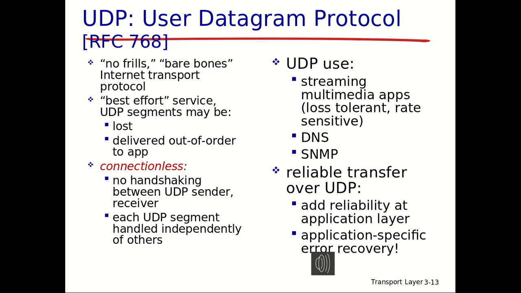Then you have reliable transfer over UDP. So the question that we discussed in the lecture was that if you are using UDP protocol and you need reliability, how can you accomplish reliability when you are using UDP protocol? Because by default, UDP is not going to offer any reliability. So under those circumstances, it becomes the job of the application itself to incorporate some kind of reliability, even if it is using UDP protocol at the transport layer.